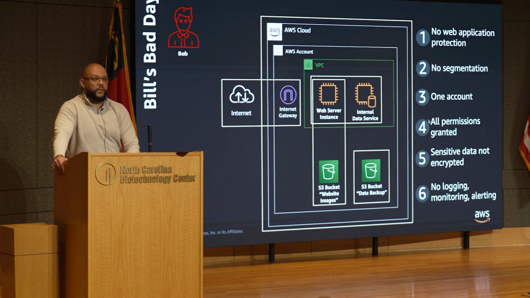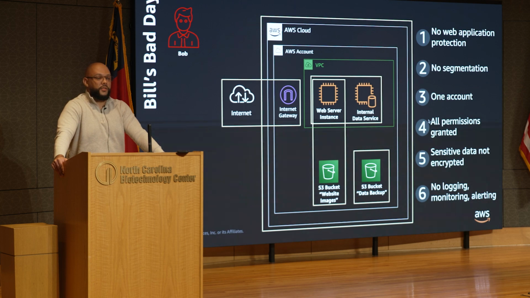All right, and then finally, sensitive data not encrypted. When they went to that S3 bucket, the data backup, there was nothing preventing them from exfiltrating that data and viewing it wherever. There wasn't any type of KMS encryption or things of that nature, so that was unfortunate. And then finally, no logging, monitoring, or alerting was in place. So Bob didn't even know he had a problem until a user reported that one of the website images was changed. Hey, what's going on with our website? Why is there a picture of a pony on our corporate application?